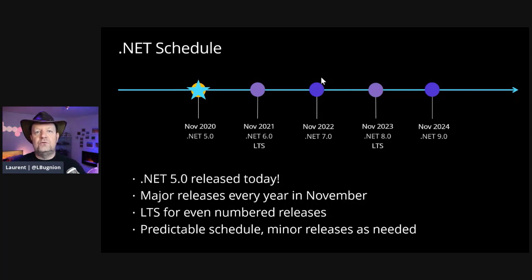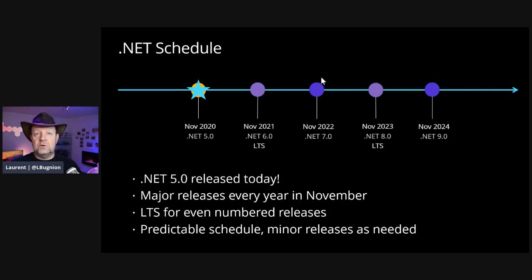So in order to continue here, let's talk a little bit about the schedule of .NET. .NET 5 is released. It was released in November last year, 2020. But now we are also planning major releases of .NET every year and always in November. Note that we will have long-term support, LTS, for even-numbered releases.